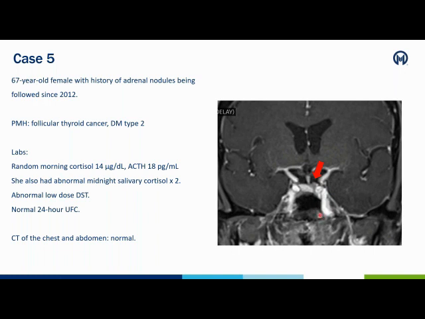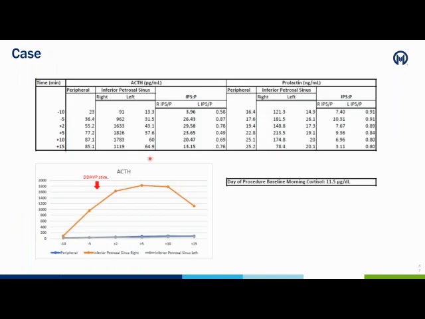So we convinced her, because she's a patient that was always in denial about the true value of her symptoms and challenges in controlling her diabetes. But she finally gave in, and we did this IPSS. And this is a classic positive study. You can see that there is a preference towards the right side, but the absolute numbers of ACTH, in the thousands, make it very, very likely that we're dealing with an ACTH-secreting tumor.